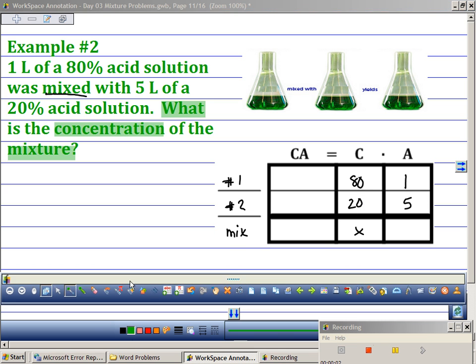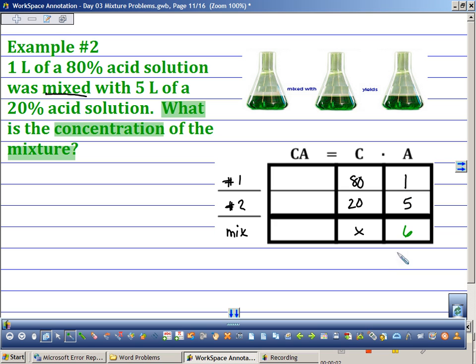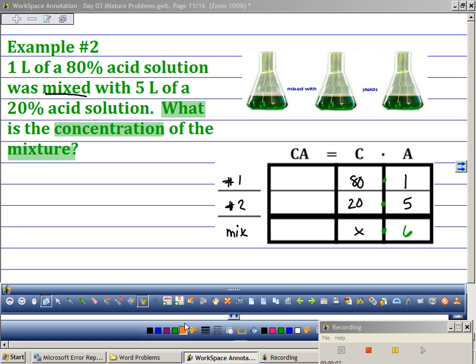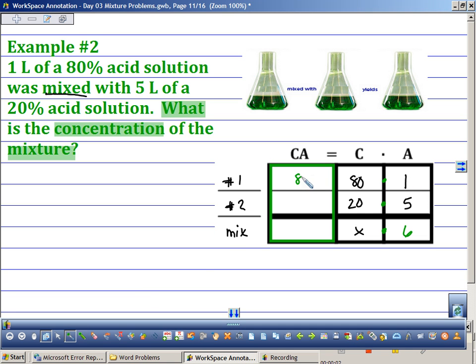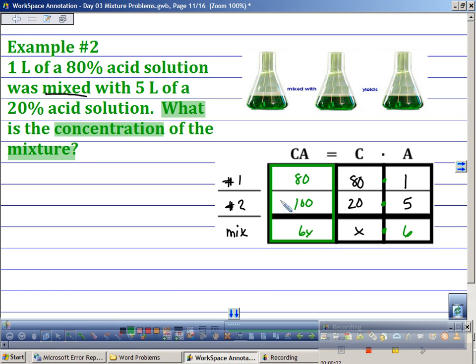But there's only 1 box left. 6. We multiply. 80. You guys got this, huh? You think it's easier? Multiply, I get 80. Multiply, I get 100. Multiply, I get 6x. Add them together and solve. What's 80 plus 100? Equals 6x. So x equals 30 what? 30% would be the mixture.